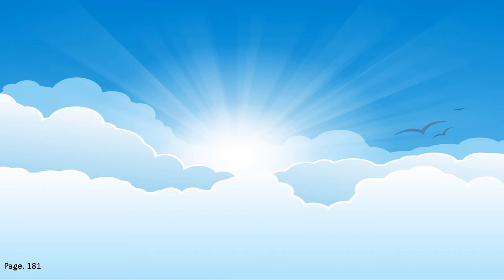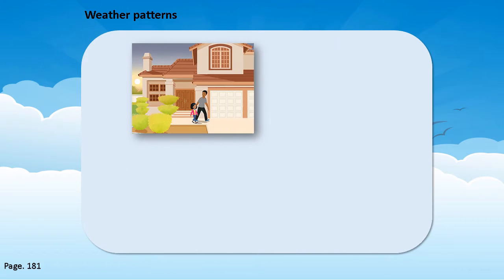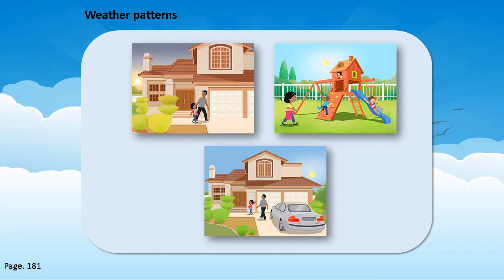Let's move on to page 181 in our science book, where we will talk about weather patterns. A weather pattern is a change in weather that repeats. It can be cool in the morning, warm in the afternoon, and cool at night. And to understand this better, let's solve this exercise together.